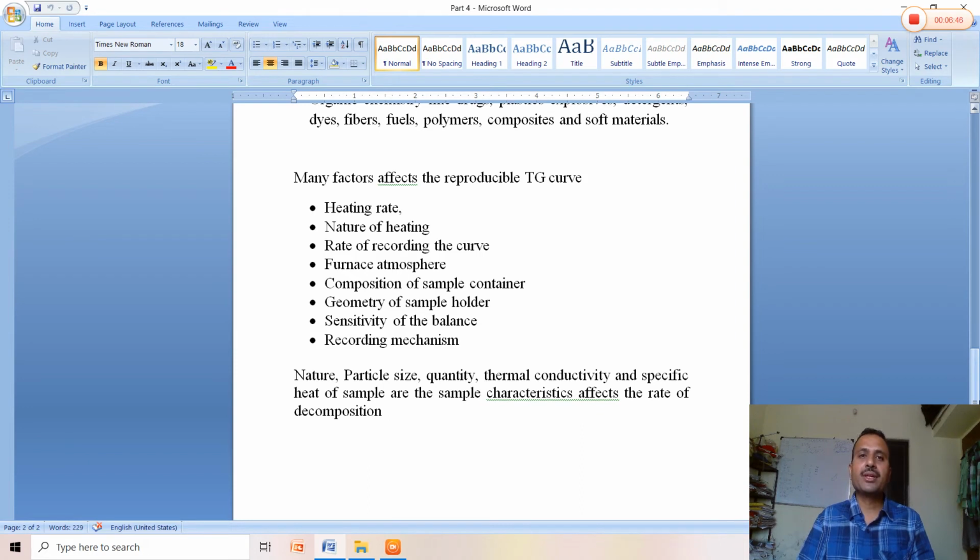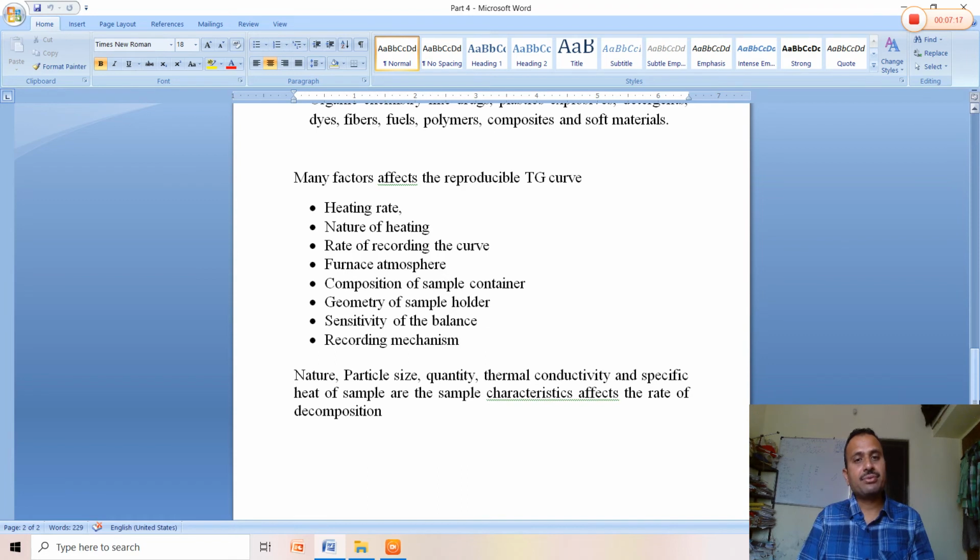The composition of the sample container, and whether the container is small or large, decides the TG curve. Next is the geometry of the sample holder, which also affects the TG curve. Then the sensitivity of the balance: which type of balance we use decides the TG curve. Then the recording mechanism, which is useful in deciding the reproducibility of the TG curve.